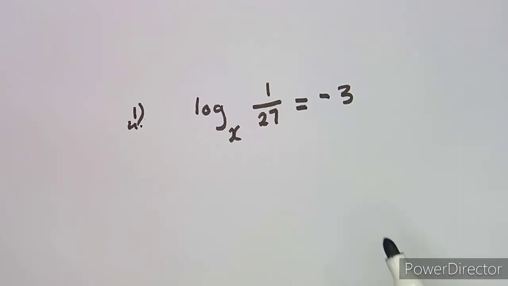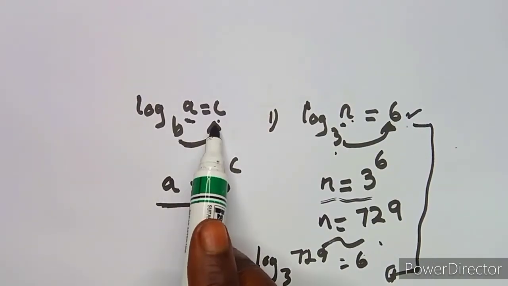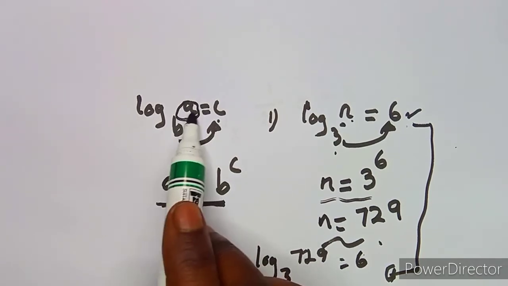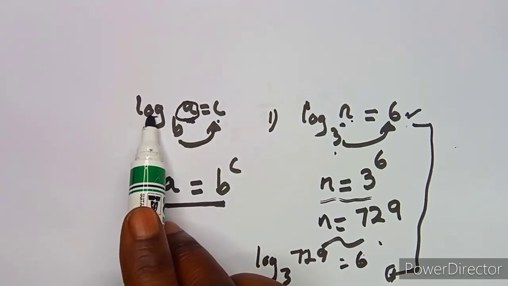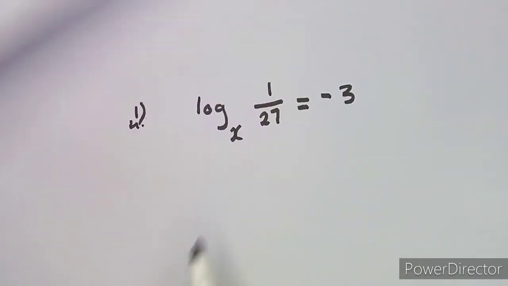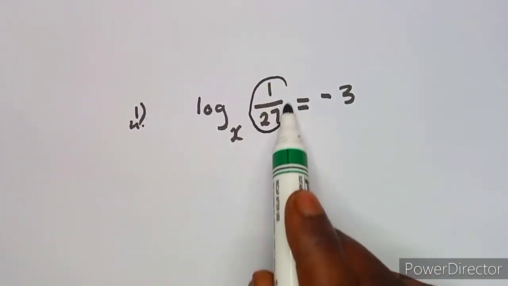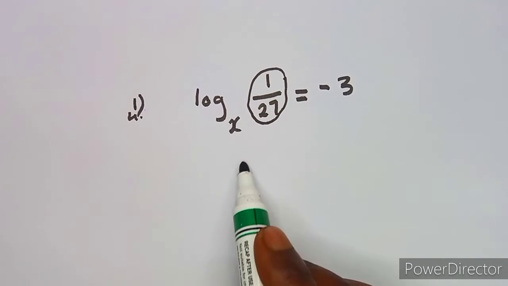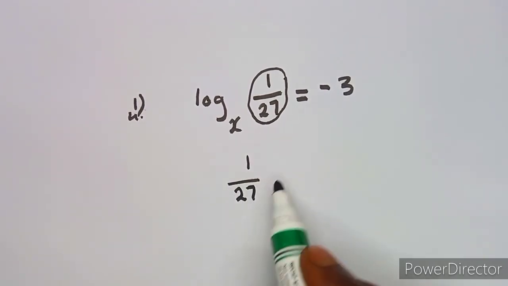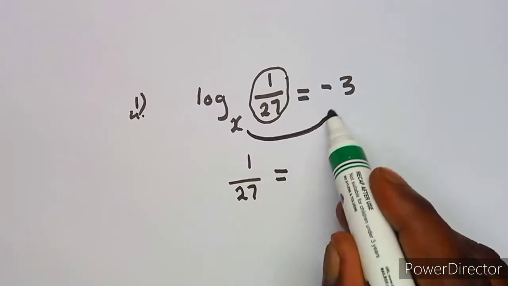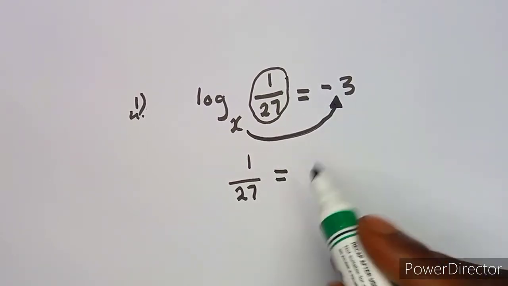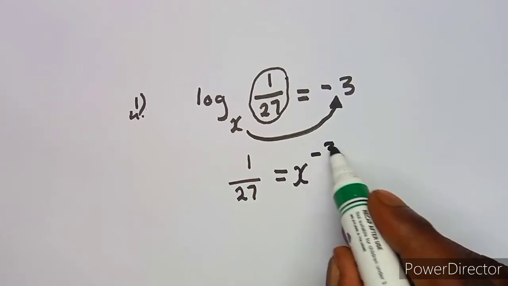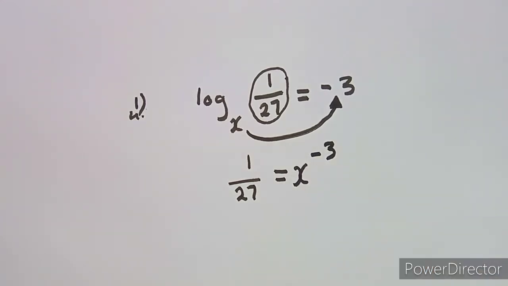Since we have the consideration that we talked about here, we're just going to apply the same thing: our base to the exponent of c is equal to a. So a is the number that is affected by our log. In this case, the number that we are talking about is 1 over 27. That is the number that we are referring to. So we are simply saying 1 over 27 in this case is equal to the base to the exponent of the answer that we are given. So that's x to the exponent of minus 3, like that.